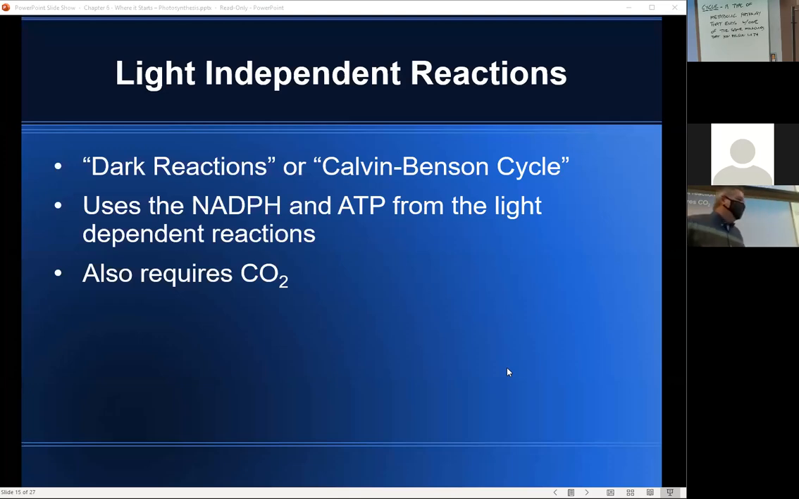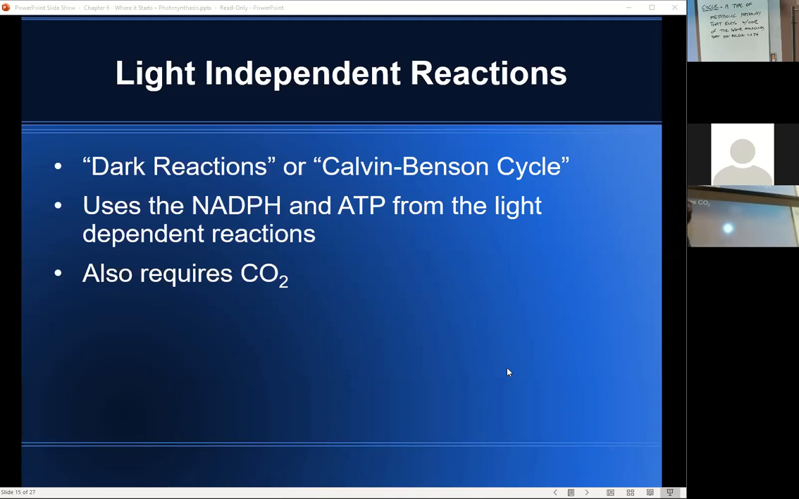Okay, so the dark reactions of the Calvin-Benson cycle. This uses some of the things that we made in the light-dependent reaction. Sorry, guys, let me leave that up in case anybody on Zoom is still copying it. This uses NADPH and ATP from the light-dependent reaction. So like I said, we're going to use the things we made in the light-dependent reactions in the light-independent reactions. This also requires CO2. CO2 is very important. What we're going to do in the light-independent reactions is make glucose.